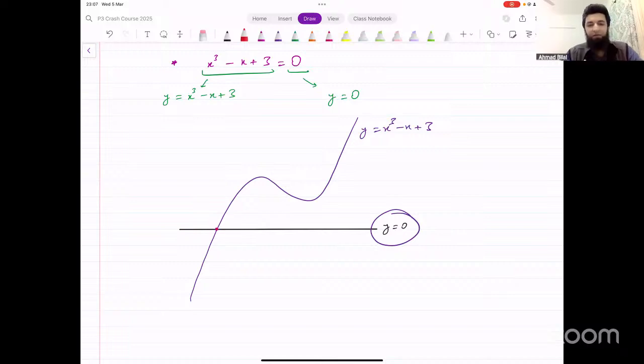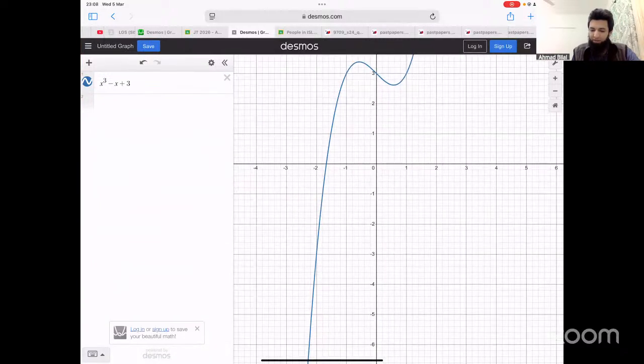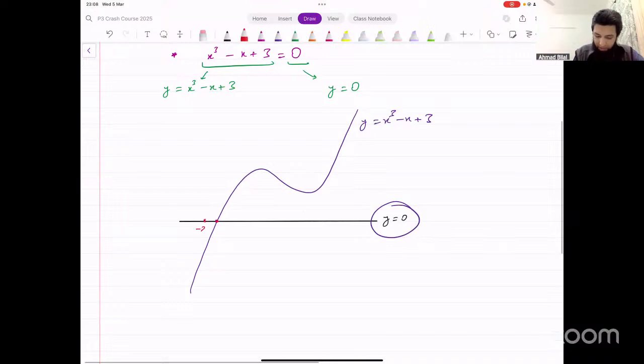Now, when you sketch a graph like this, if you're just sketching, all you would know would be an estimated position of this point. On this graph, you can see that this point is somewhere between -2 and -1. So you have -2 on the left side here, and you have -1 on the right side here. That is all that you know from the graph, right? That the solution lies somewhere between -2 and -1.